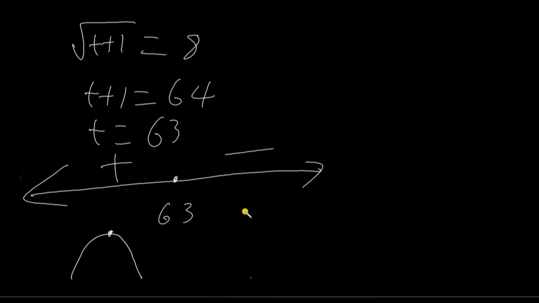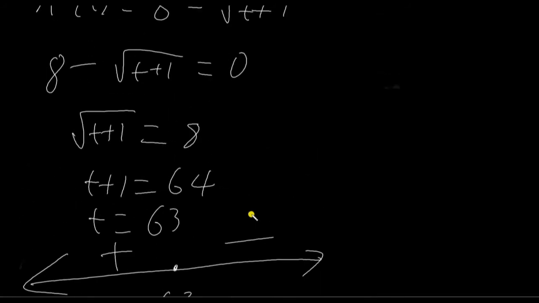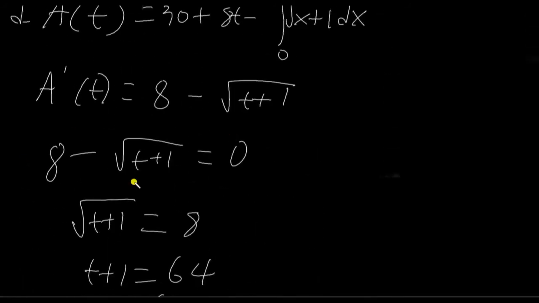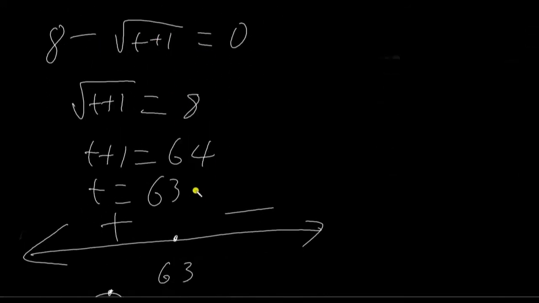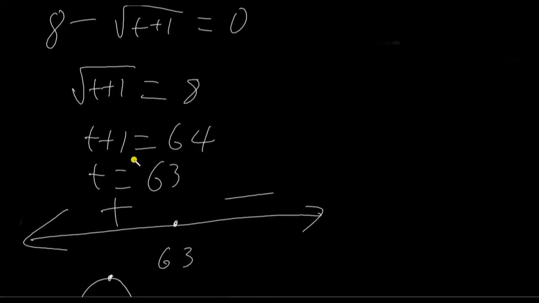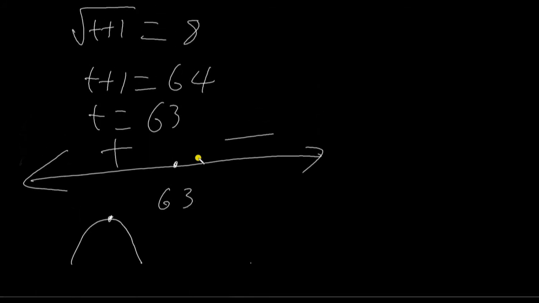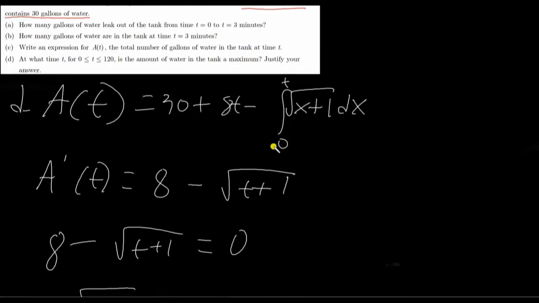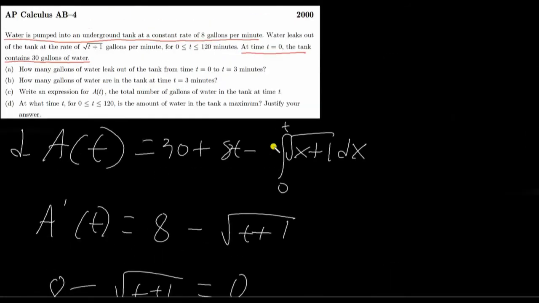Alright, and then this is a 3-point question as well. We'd get 1 point for taking the derivative and setting it equal to 0. You'd get another point for solving this expression and getting t equals 63. And then a 3rd point for the correct justification, showing how the sign switches from positive to negative. Okay, so now let's move on to question number 5.